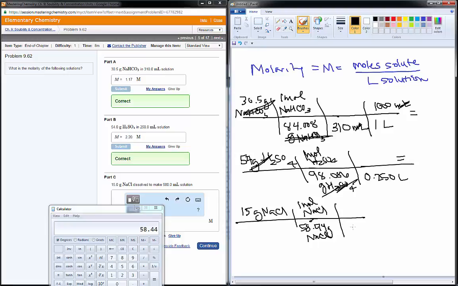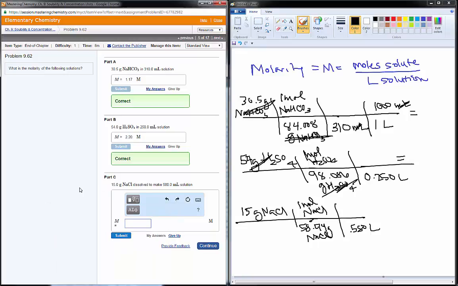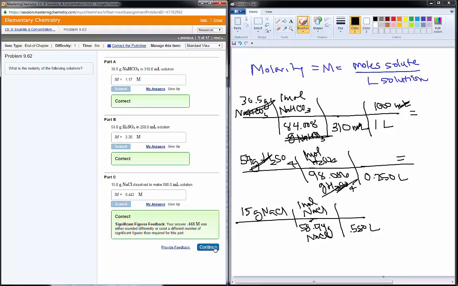And if we're at a 580 milliliter solution, that's 0.580 liters. Grams cancel, we're left with moles per liter, so 15 divided by 58.44 divided by 0.580 is 0.44. Here we go.